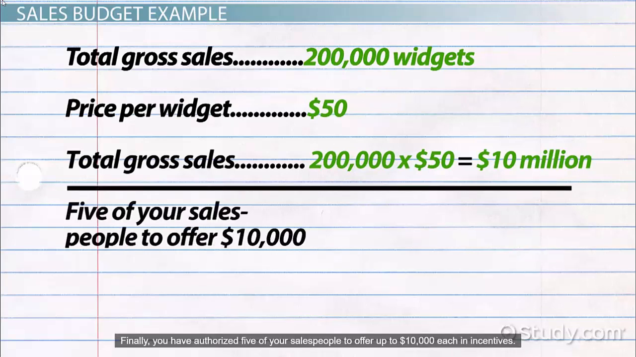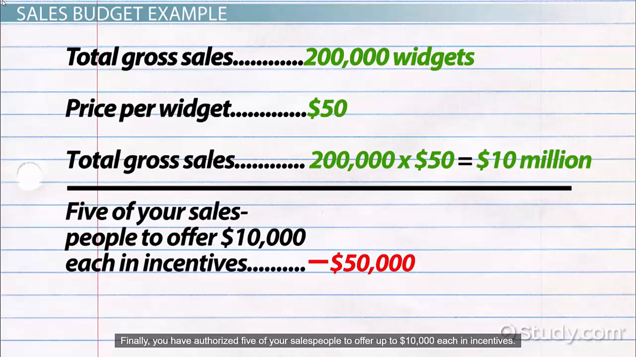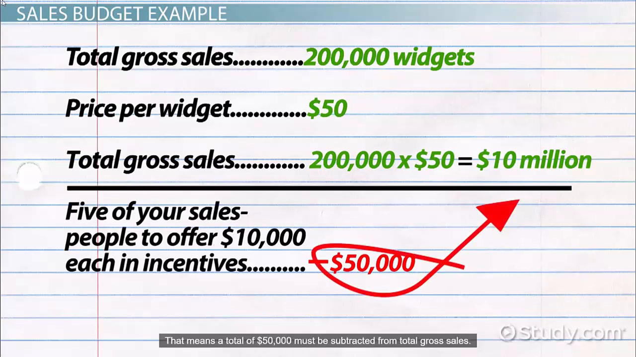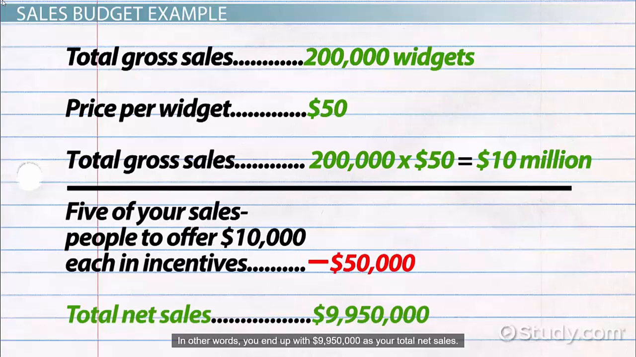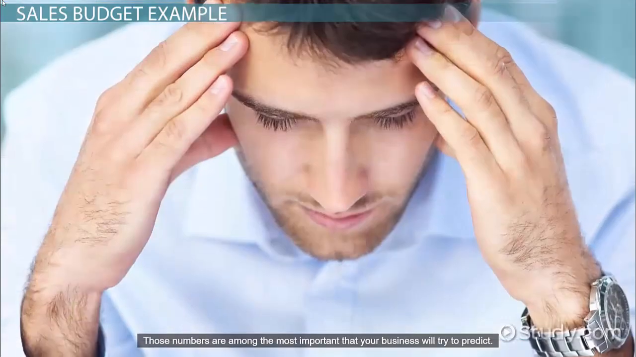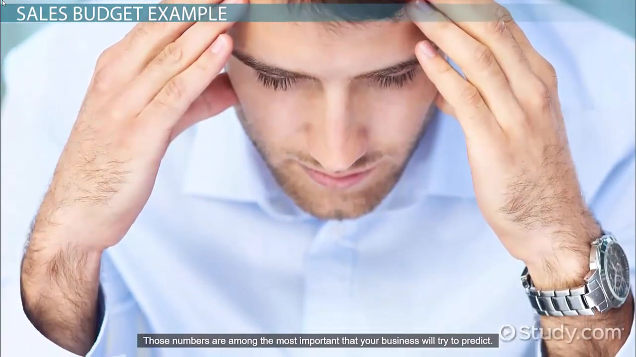Finally, you have authorized 5 of your salespeople to offer up to $10,000 each in incentives. That means a total of $50,000 must be subtracted from total gross sales. In other words, you end up with $9,950,000 as your total net sales. Those numbers are among the most important that your business will try to predict.